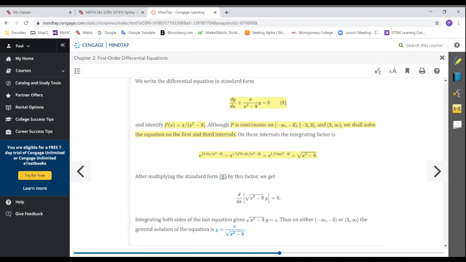Let me ask you something here. I'm going to go to the whiteboard, and I'm going to look at that integral of x over x squared minus 9 dx.